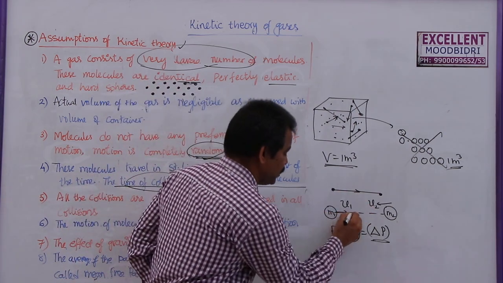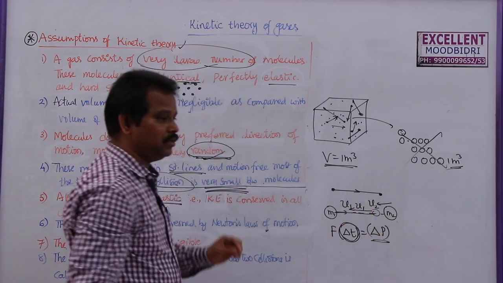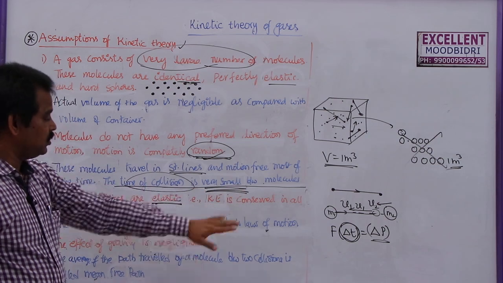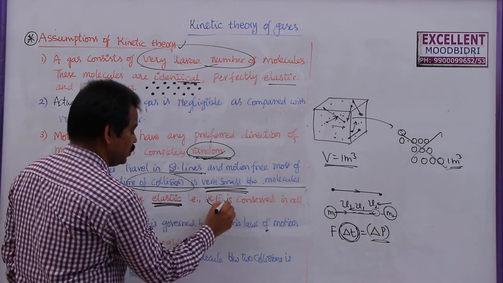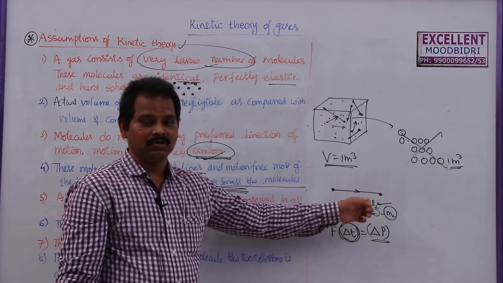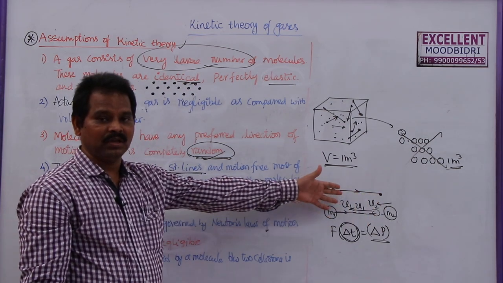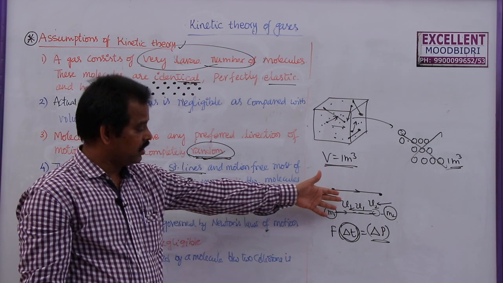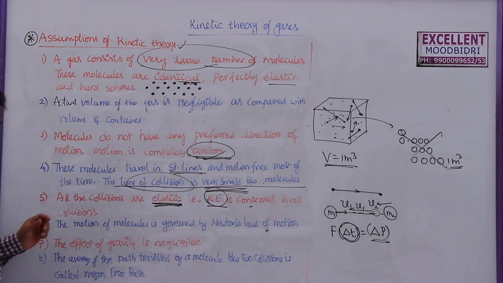If it moves with the velocity u1, after collision it moves back with the velocity u1 only. This velocity generally never changes. That's why the collision is said to be elastic, and due to this kinetic energy never changes. Kinetic energy with which it is striking the other molecule is 10 joules. The kinetic energy with which it comes back in the opposite direction is also 10 joules only. As energy is a scalar, it remains the same. That's why KE is conserved for this gas molecule.